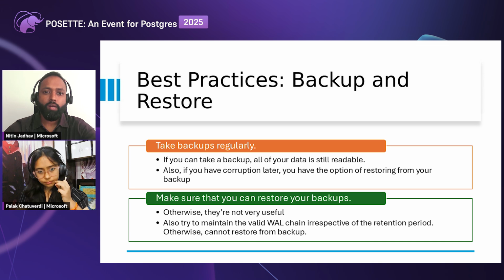For example, suppose the backup is older than the retention period, then we might not have the valid WAL chain to restore the data from. It is very important to maintain the valid WAL chain in such cases. Otherwise, we cannot recover from the corruption if it occurs.